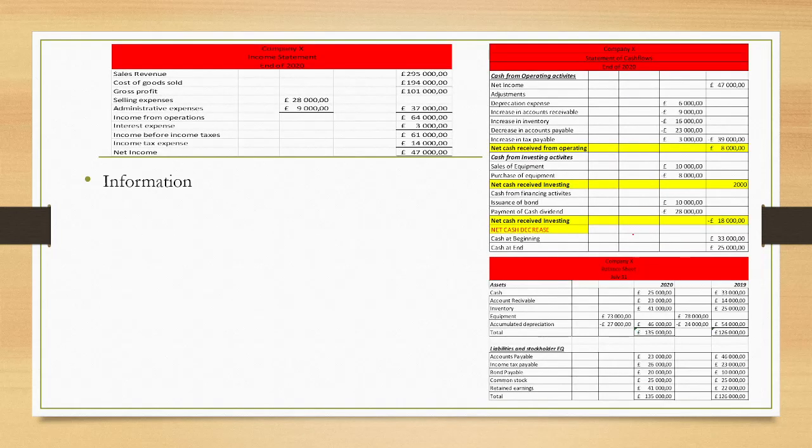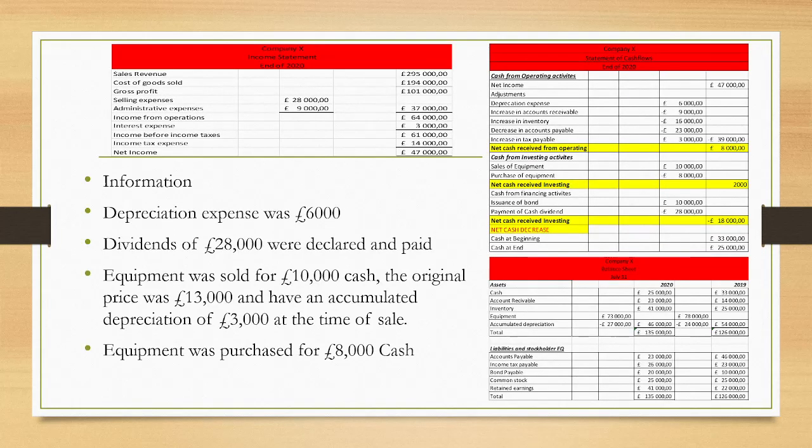So here is the statement of cash flows, as you can see here. What we have to do first and foremost is consider the net income, and we're going to place it right here at the beginning of operating activities, right? We didn't have any adjustment, so we don't have to do anything there.